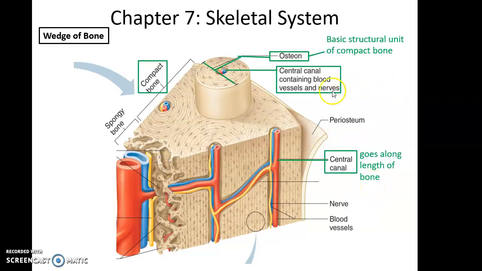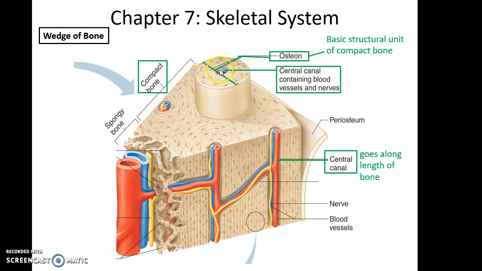We also see this reoccurring structure. It's seen here and here, made up of lots of concentric rings. That structure is called an osteon. Osteons are the basic structural unit of compact bone. So again, in compact bone, we see it again and again.